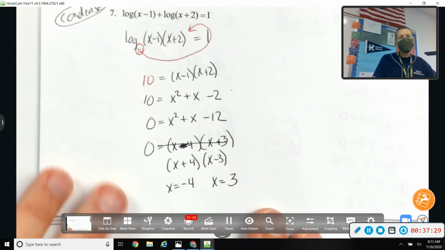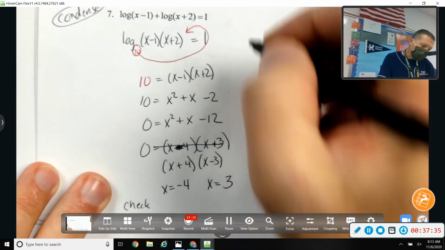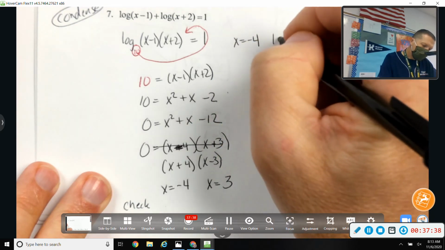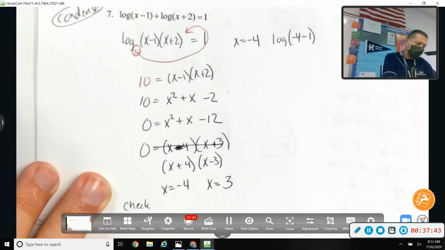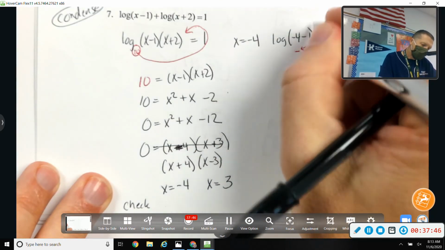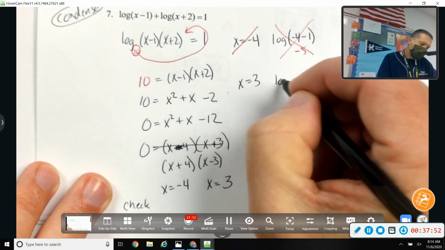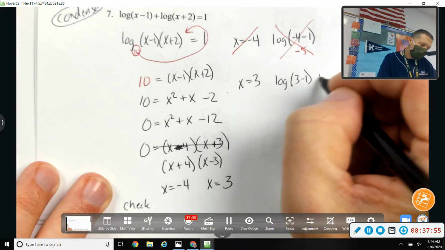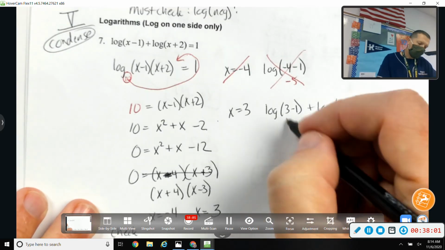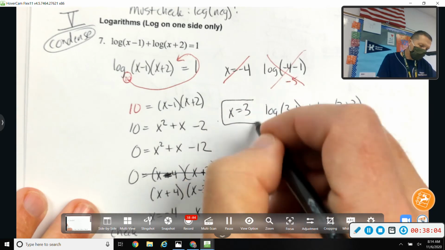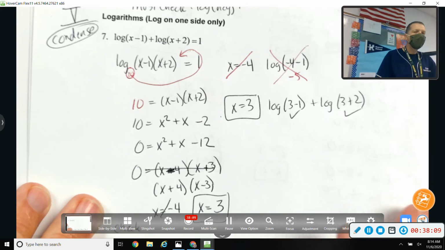But any log equation I have to check to see if I'm taking the log of a negative number. Log of negative 4 minus 1. Well, that's not going to work. That's the log of negative 5. So negative 4 is out. If I try 3 minus 1, log of 3 plus 2. That's positive. So we're good with x equals 3. Log equations, you got to check. You got to check them.